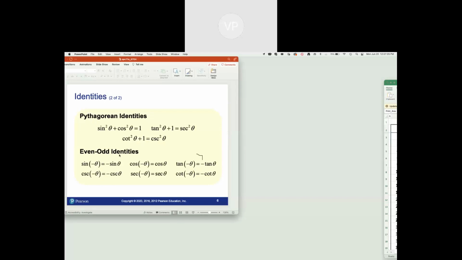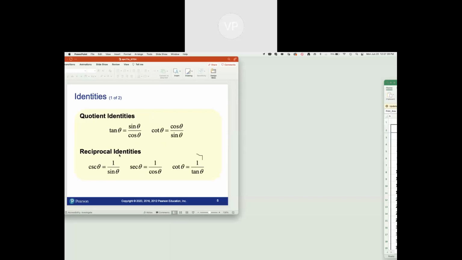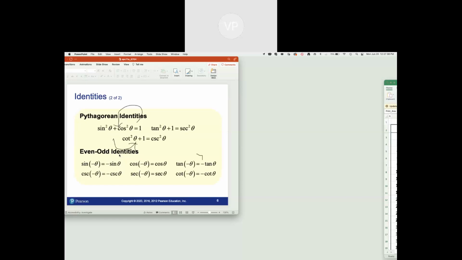For these identities, they work both directions. You can take a tan and rewrite it as a sine over cosine, or you can see a sine over cosine and make it into a tangent. This is true for every one of these identities, including these Pythagorean identities up here. There's going to be a time where you're going to see a secant squared and rewrite it as tangent squared plus 1. And another time you're going to see a tan squared plus 1 and say, no, I'm going to write it as a secant squared.